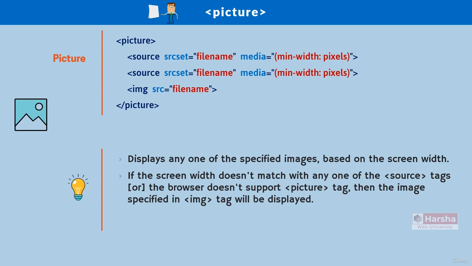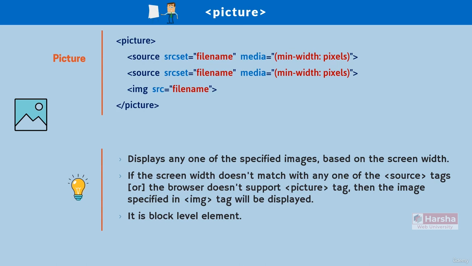Actually, you will create a picture tag inside which you will write one or more source tags, and for each source you will specify one source set. That means one instance of the source tag represents one image file. So the picture tag ensures either of the specified images only will be displayed.